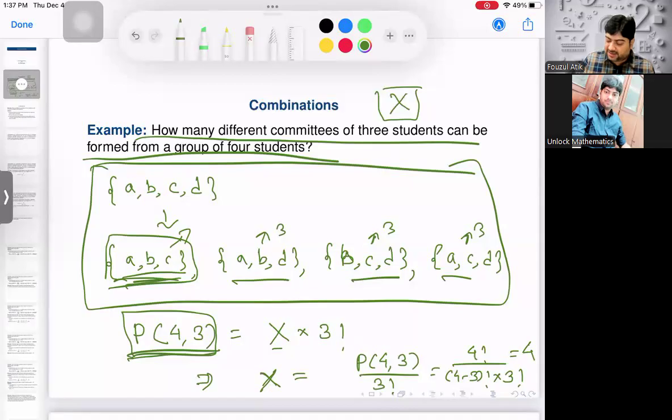So you got this permutation value we have discussed already. Now we got the answer is equal to 4, right? So this is how many ways you can select 3 students from a group of 4 students. Now we'll generalize this concept.